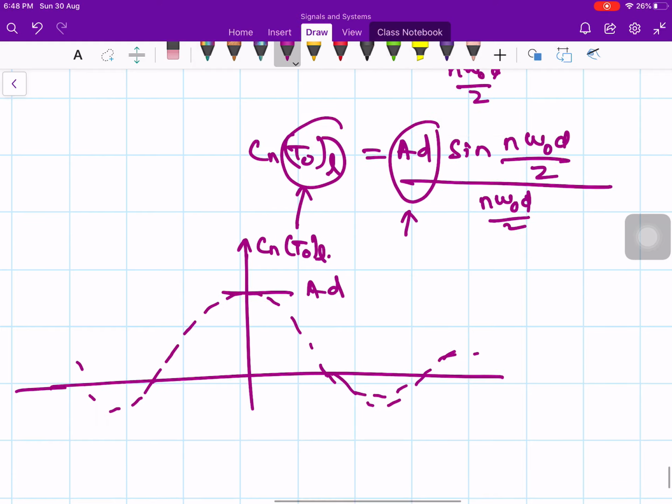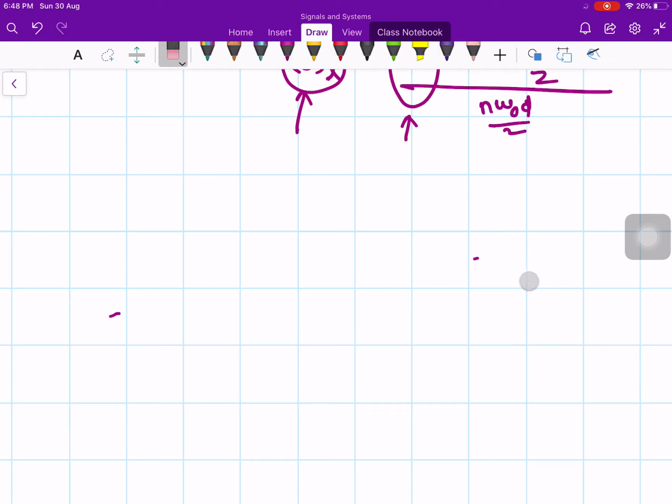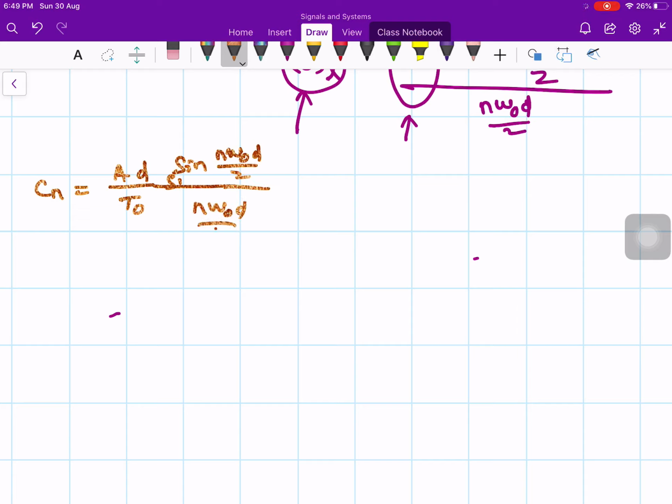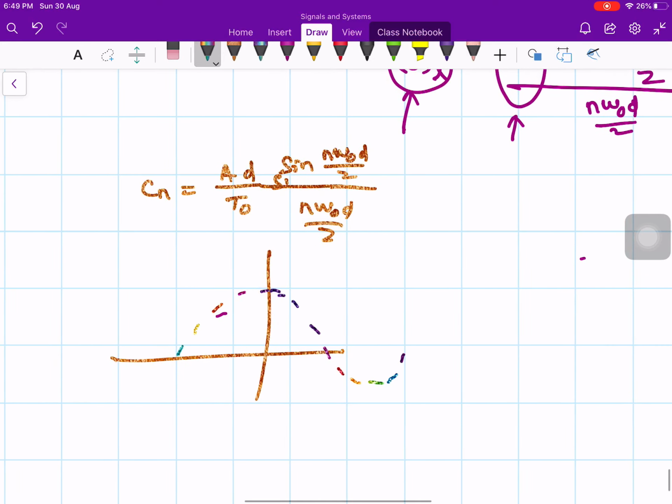Okay, so now let me draw the two plots. Now when you plot Cn is equal to originally AD over t naught sine of n omega naught d by 2 divided by n omega naught d by 2. If you plot the spectrum, the spectrum will be like this. So you have the components like this.